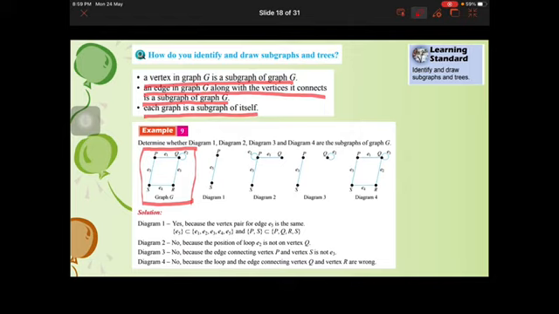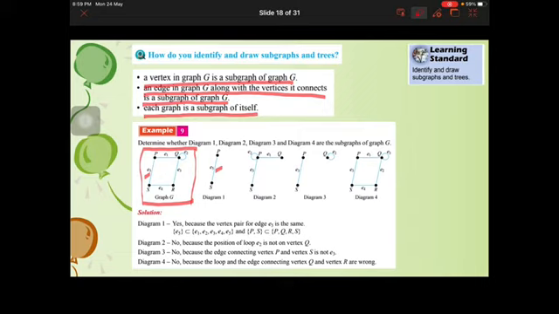Yes, because the vertex pair for the edge E5 is the same. Okay, if you can see, PS is E5, and here is also E5. Okay, we take out some of the edges, like in this case, PS, one edge only.